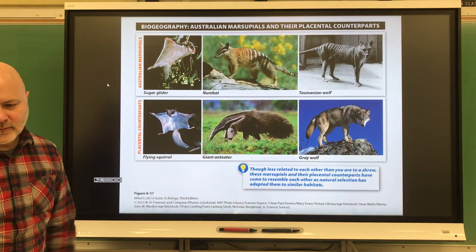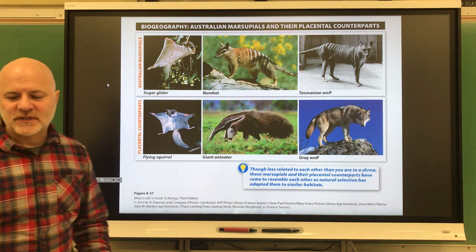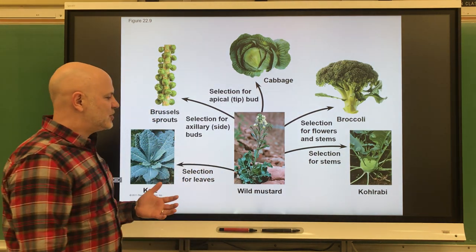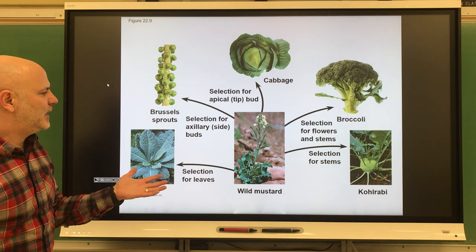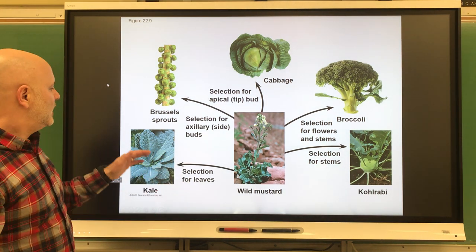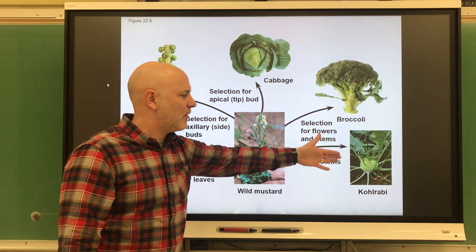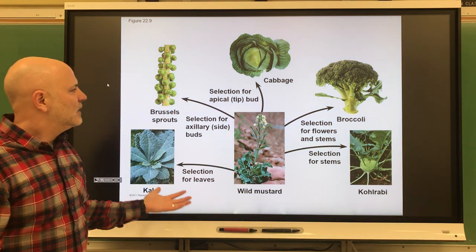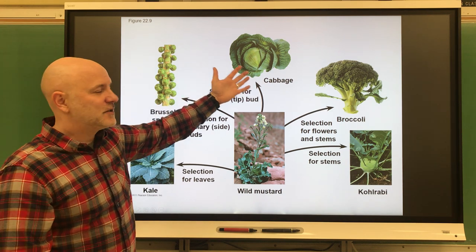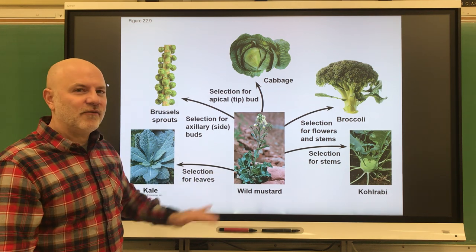Artificial selection is the selective breeding of plants and animals to promote the occurrence of desirable traits in the offspring, all right? So this is showing a wild mustard plant. And that wild mustard plant has been selectively altered into, you can see, kale, Brussels sprouts, cabbage, broccoli, kohlrabi. Cauliflower is also in this group. All right, all those originally came from the wild mustard.